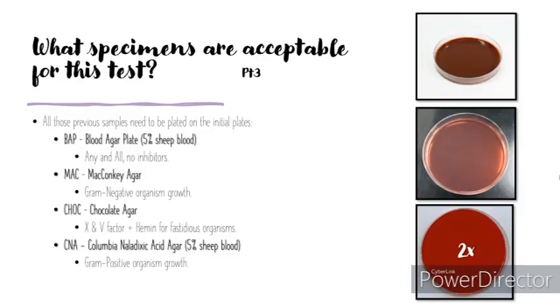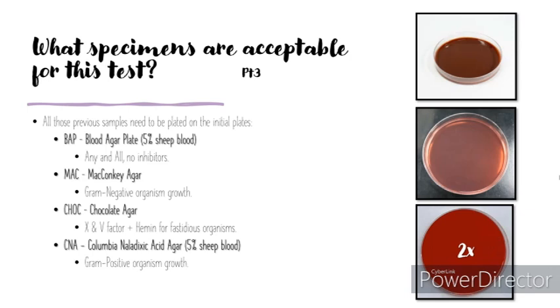So the last part, the part that we get to do in the lab, is that all of these previous samples need to be put on these types of plates. For other labs it could be different, but most labs that I've seen on internship will just do these basic 4 to cover all the bases of bacteria. So a BAP is blood agar. It's 5% sheep blood, and it doesn't have any inhibitors. It will grow anything, well, if they want to grow, they'll grow pretty much.